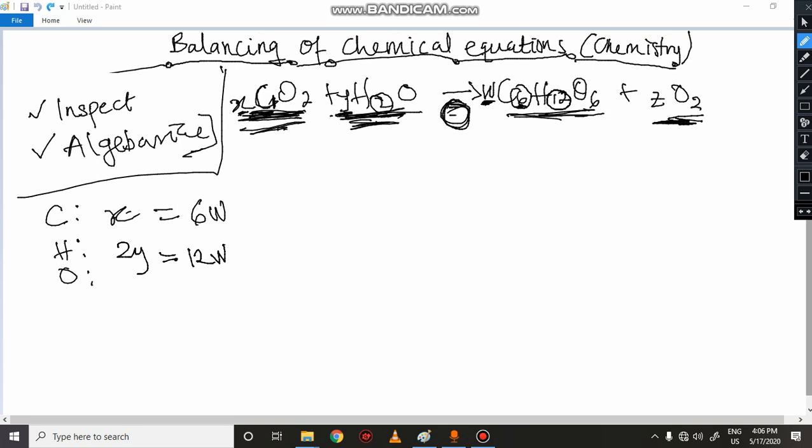So let's move to O. O in this first term is 2, so 2 will be multiplying x, giving me 2x.